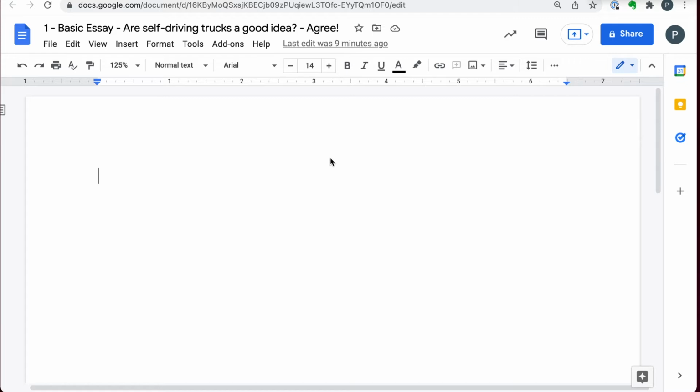I found this topic online: are self-driving trucks a good idea? This is going to be our topic. Are self-driving trucks a good idea? Agree or disagree? That's exactly what I'm doing.